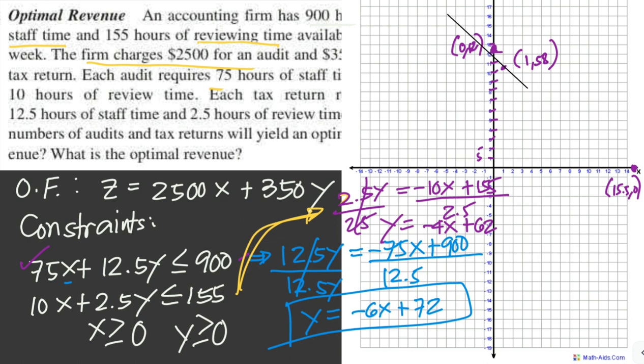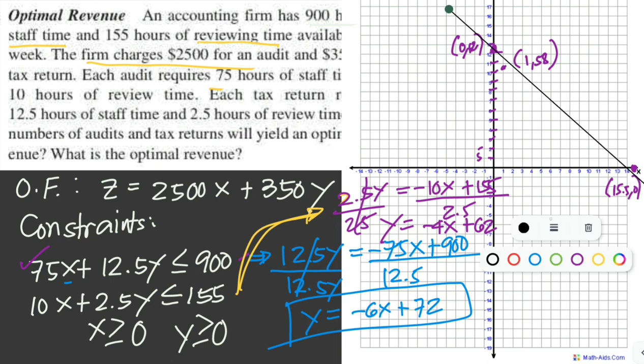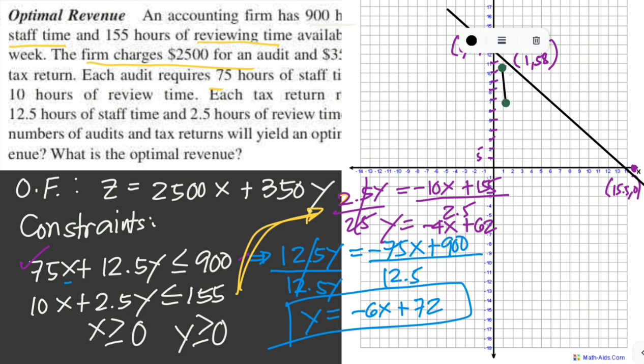So now we can have our first line. It's not that accurate. Let's say this is our line. So this line is 75x plus 12.5y equals 900, or y equals negative 4x plus 62. It says less than or equal, so all the values below the line, including the line.